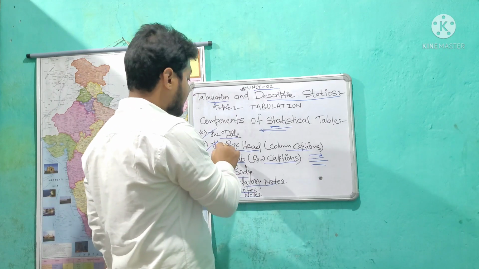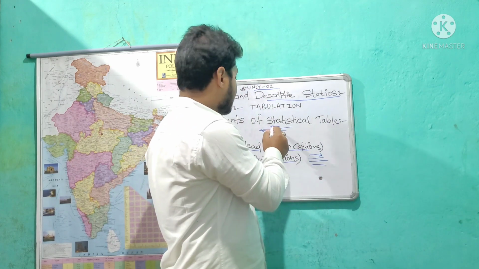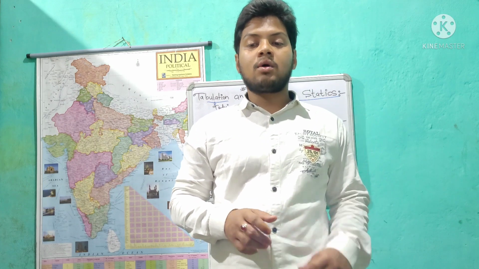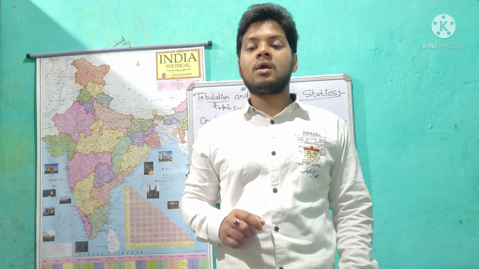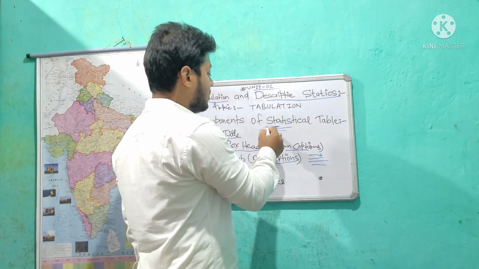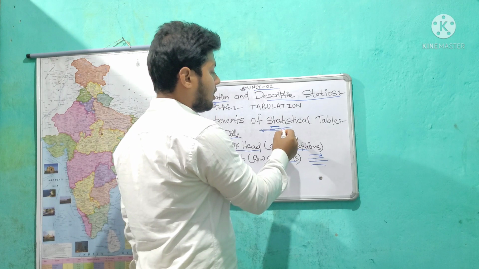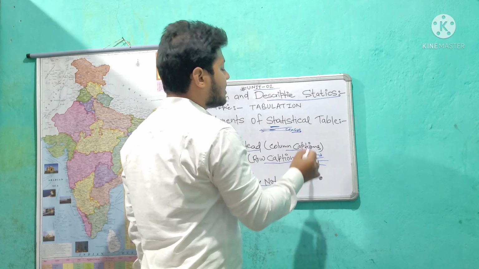Now the second one is the box head. We call it column captions. What is the box head? The vertical headings and subheadings of the columns are called column captions. After the title, we use columns or subcolumns, like a subtitle or subhead. We write only the first letter of the box head in capital and the remaining words must be written in lowercase, which means small letters. First we write the title and then the subtitle begins. For example, if you are writing a topic like census, we write C in capital and ensus in small case letters.